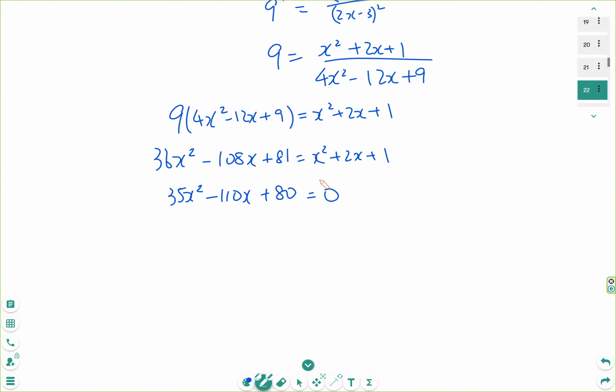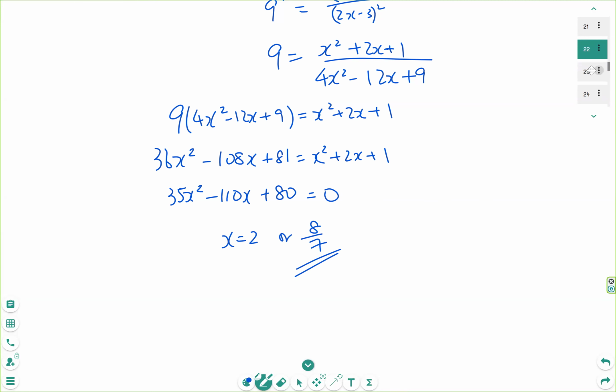It's tempting to divide by 5, but actually remember we are now in A level. We can use our A level calculator. We've grown up. We don't have to rely on the quadratic formula or factorization, those shenanigans. We're going to use the calculator. You should get x equals 2 or 8 over 7.